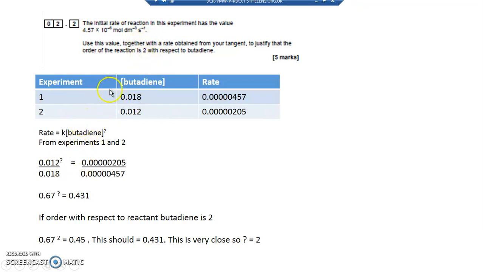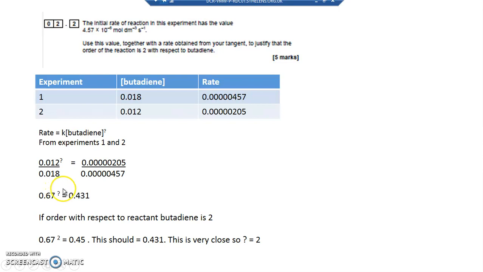So what have I got? I've got two experiments. So I take the concentration from experiment 2, which is 0.012, divided by the concentration of 0.018. I haven't got any other reactants in there, so I've just got the rate, 0.000205 in experiment 2, divided by 0.000457 here. I've calculated these two, and 0.67, which is 0.012 divided by 0.018, to the power question mark. I don't know what that is. That's the order with respect to butadiene that I'm hoping is coming out to be a 2, equals 0.431.